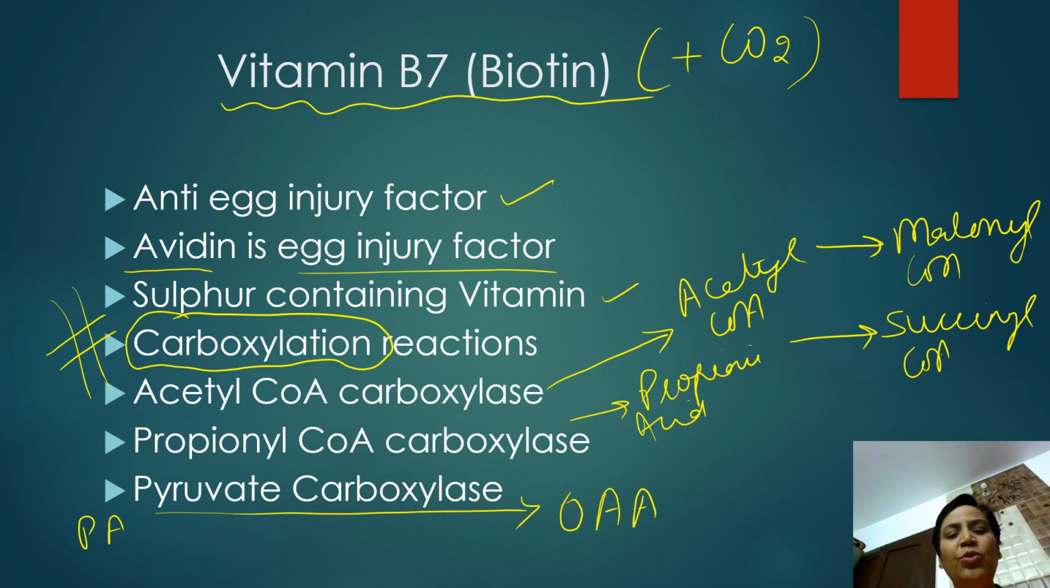Then we come over to vitamin B7, which is also known as the anti-egg injury factor, which is the most important coenzyme for carboxylation. Means without biotin, no carboxylation will occur. And multiple carboxylase deficiency is actually due to this biotin deficiency. And the persons who are suffering from multiple carboxylase deficiency have to be supplemented with biotin.